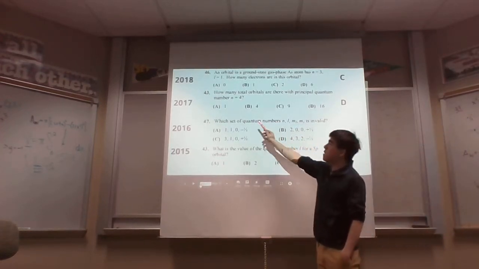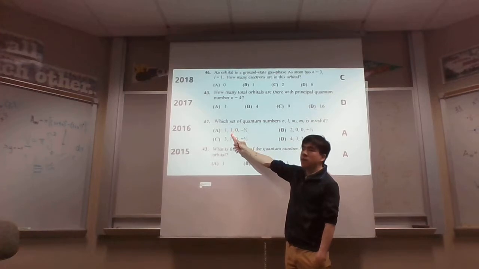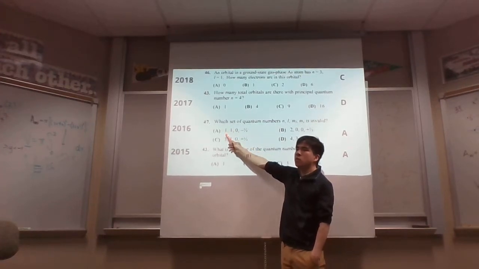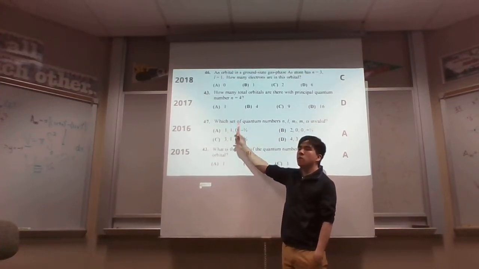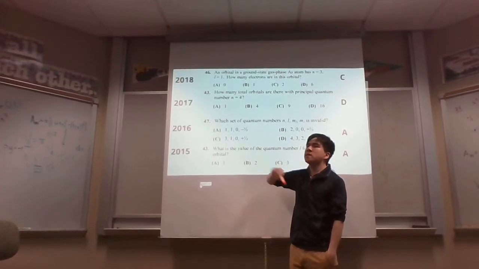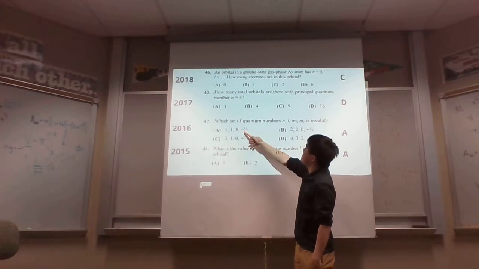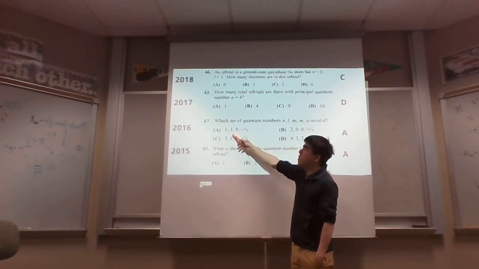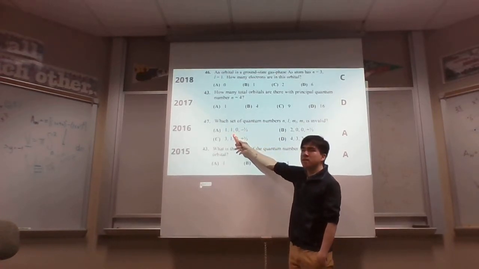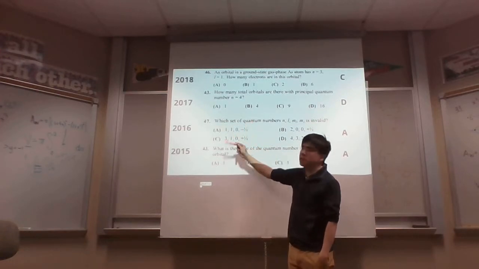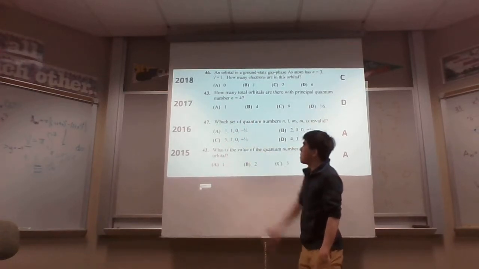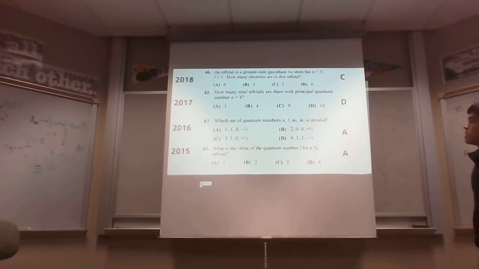A is invalid because this would be the P subshell, but there's only one shell. So in the first shell, you just have S orbitals. In the second shell, you have S and P orbitals. So this is saying that there's an electron in the P orbital in the first shell, which doesn't make sense. You can't have that. So A is the invalid one in 2016.